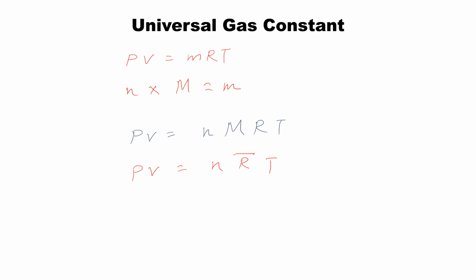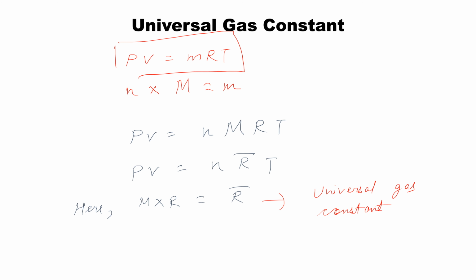So here R bar is our universal gas constant, and we write the value of R bar as molar mass multiplied by our gas constant. So this is our universal gas constant and we can use these two equations. The first equation is PV is equal to mRT, and the second equation is PV is equal to N R bar multiplied by T.